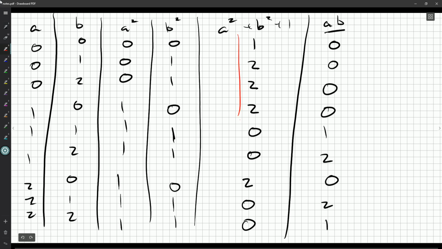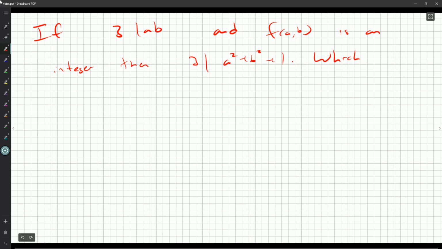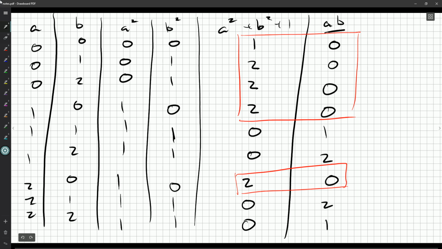So here's what I would do. I would highlight these ones. And I would make the following comment. If 3 divides ab, and f(a,b) is an integer, then 3 must divide a squared plus b squared plus 1, which isn't the case for these. So that gives me what I've got here in red.